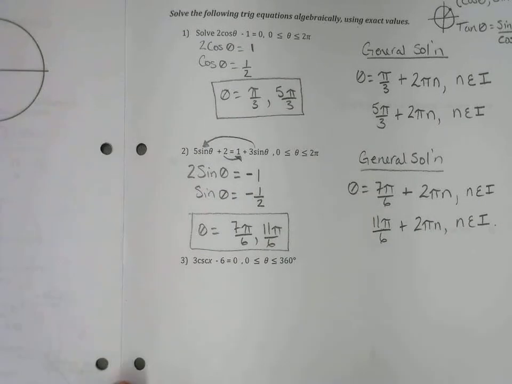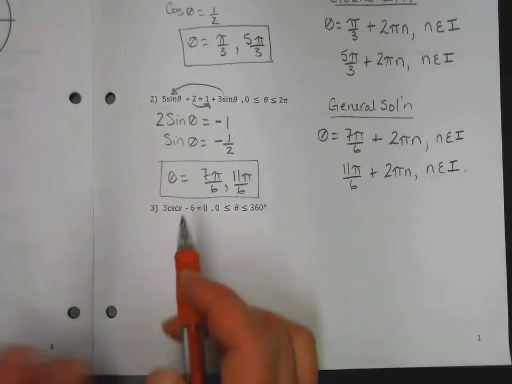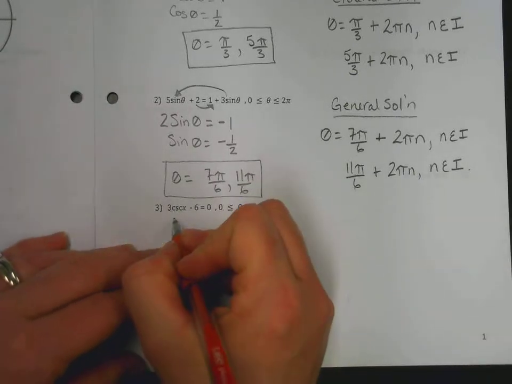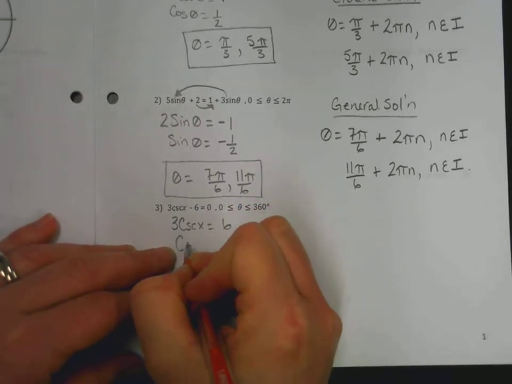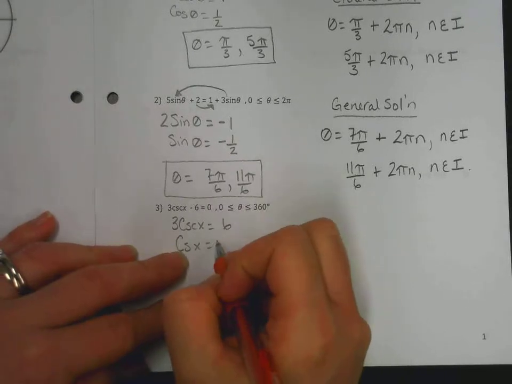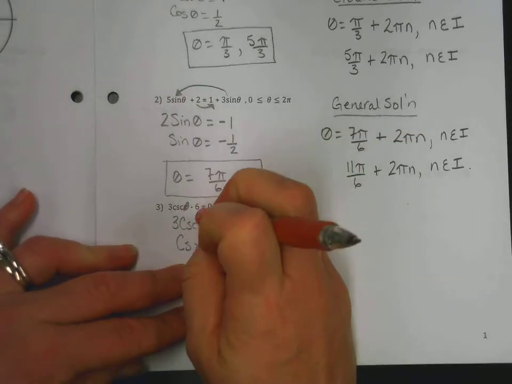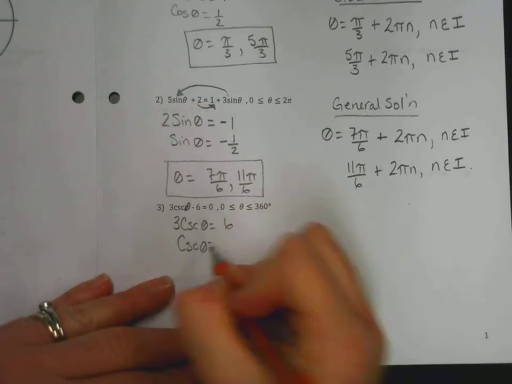All right, moving on. Number 3. 3 cosecant of theta minus 6 is equal to 0. So in this question, again, I'm going to isolate cosecant of theta by moving 6 to the other side of my equation. Divide by 3. Oh, and this is a typo, so let's just change this to a theta, not an x. Divide by 3, and I get a value of 2.